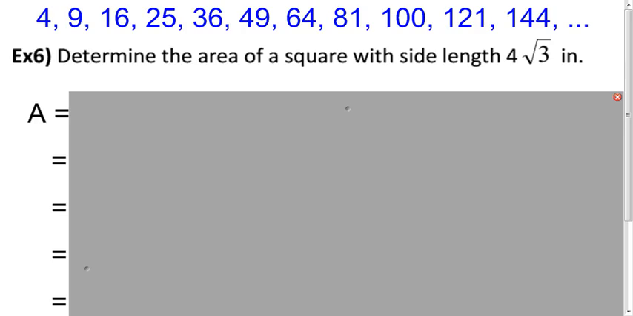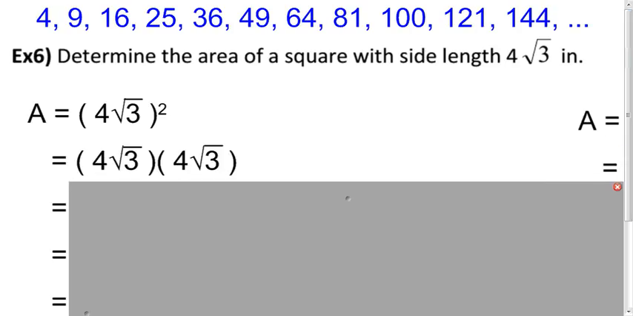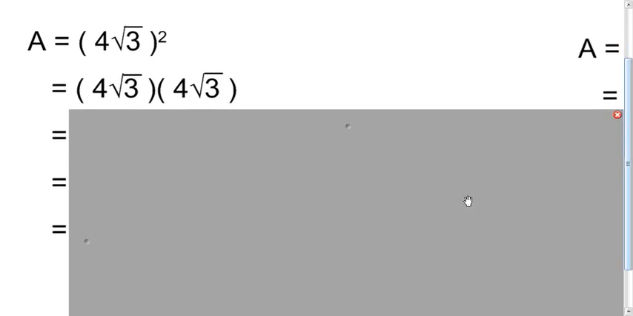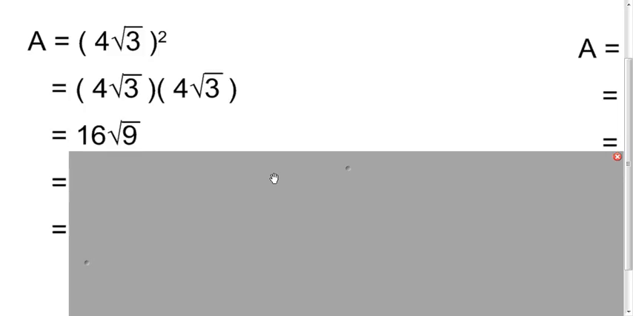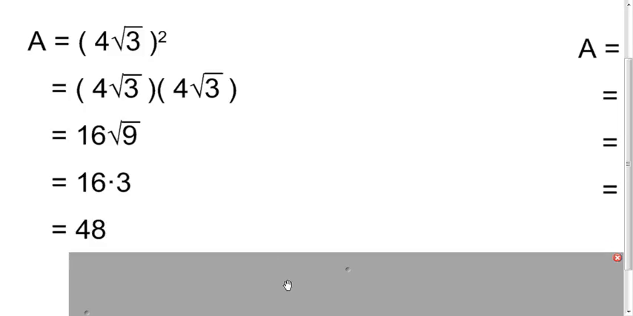Determine the area of a square with that side length. So to figure out the area of a square, it's just the length of the side squared. So we're going to square 4 radical 3. And we can rewrite that as 4 radical 3 times 4 radical 3. 4 times 4 is 16. 3 times 3, 9. Square root of 9 is 3. 16 times 3 is 48.